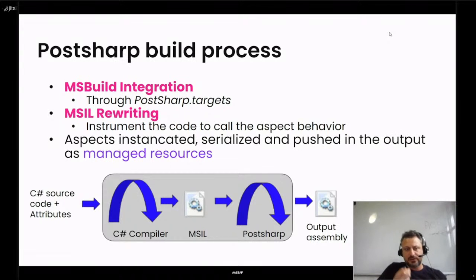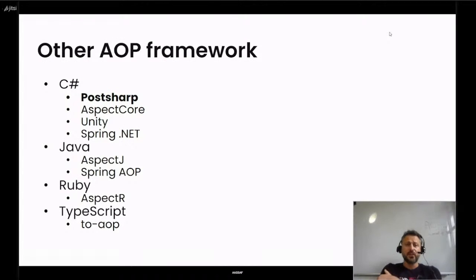The second important point is the MSIL rewriting, where it's easy to instrument the code. The PostSharp mechanism will instrument the code according to what we have described in the attribute, and the aspect will be instantiated during the build, serialized, and after that pushed into the output assembly as managed resources.